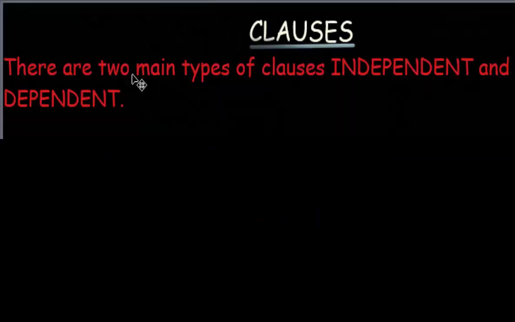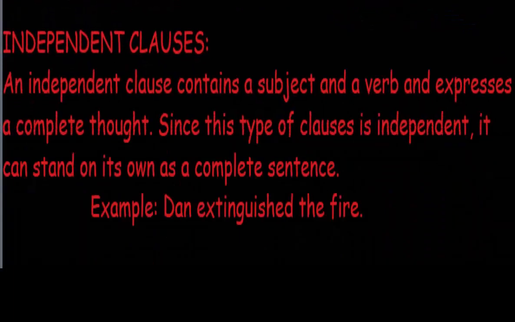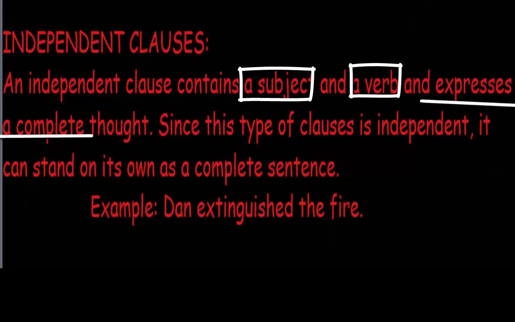There are two main types of clauses. Like we've been explaining, we have the independent clause, and of course we have the dependent clause. Okay? Independent clause. An independent clause contains a subject. I've explained this time and again. I said an independent clause contains a subject and a verb and expresses a complete thought.